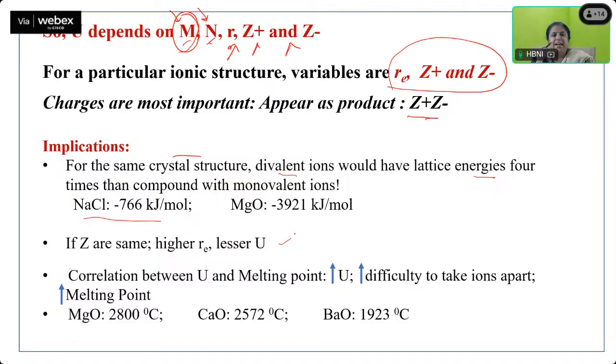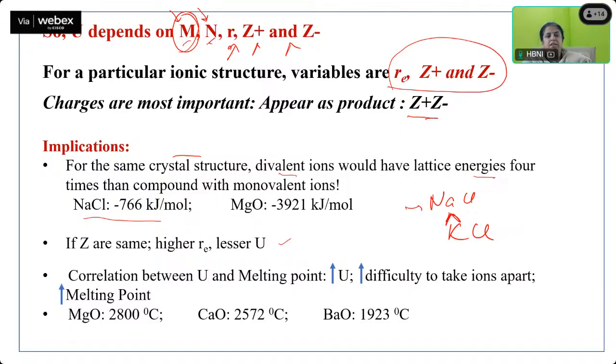Now suppose your Z are the same. Let's say you're talking about NaCl and KCl. Same structure, same Z, 1, 1. Then the higher the R, that is, the more the distance between the ions, the lesser is the lattice energy. And the distance between the ions is more when the ions are bigger. So if I'm talking about NaCl and KCl, Cl is the same, charges are the same, but K is bigger than Na. So KCl will have lesser lattice energy as compared to NaCl.